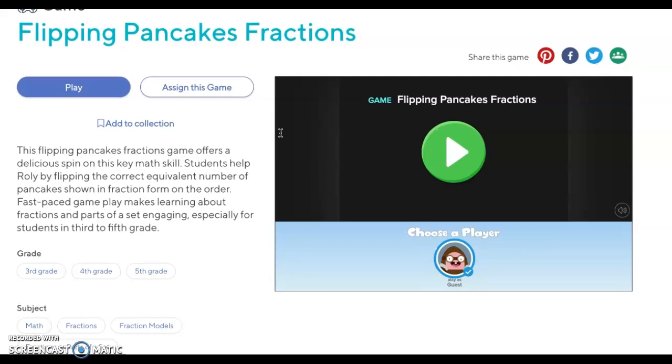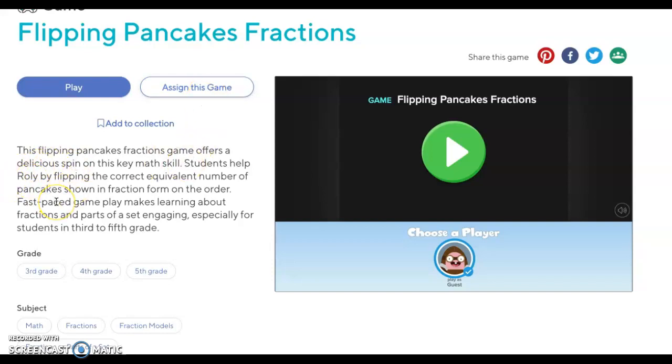Part of this website is that you can play in the classroom. You could share the link for a child or a family to play at home, or you can click assign this game and it will connect to whatever electronic school tool you're using, like Schoology. Let's take a look.